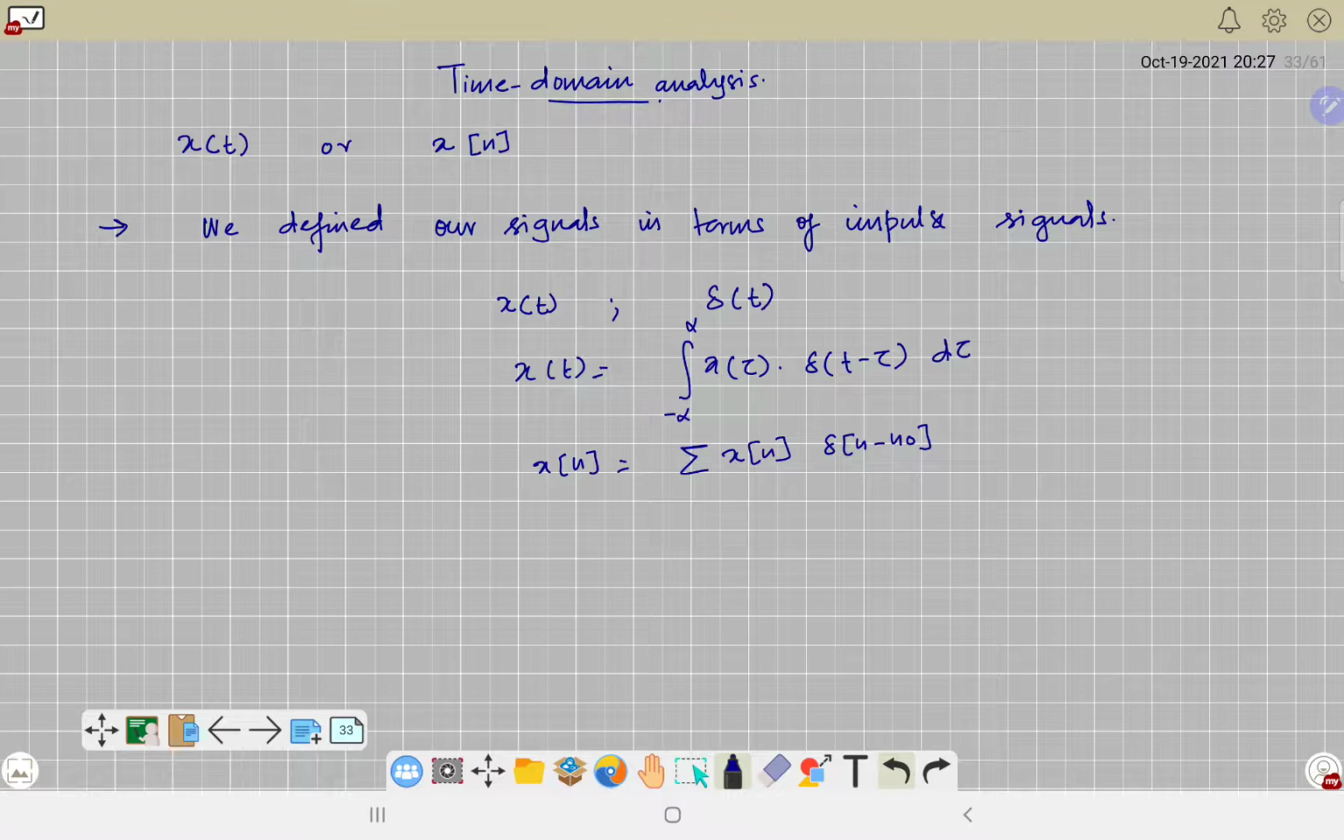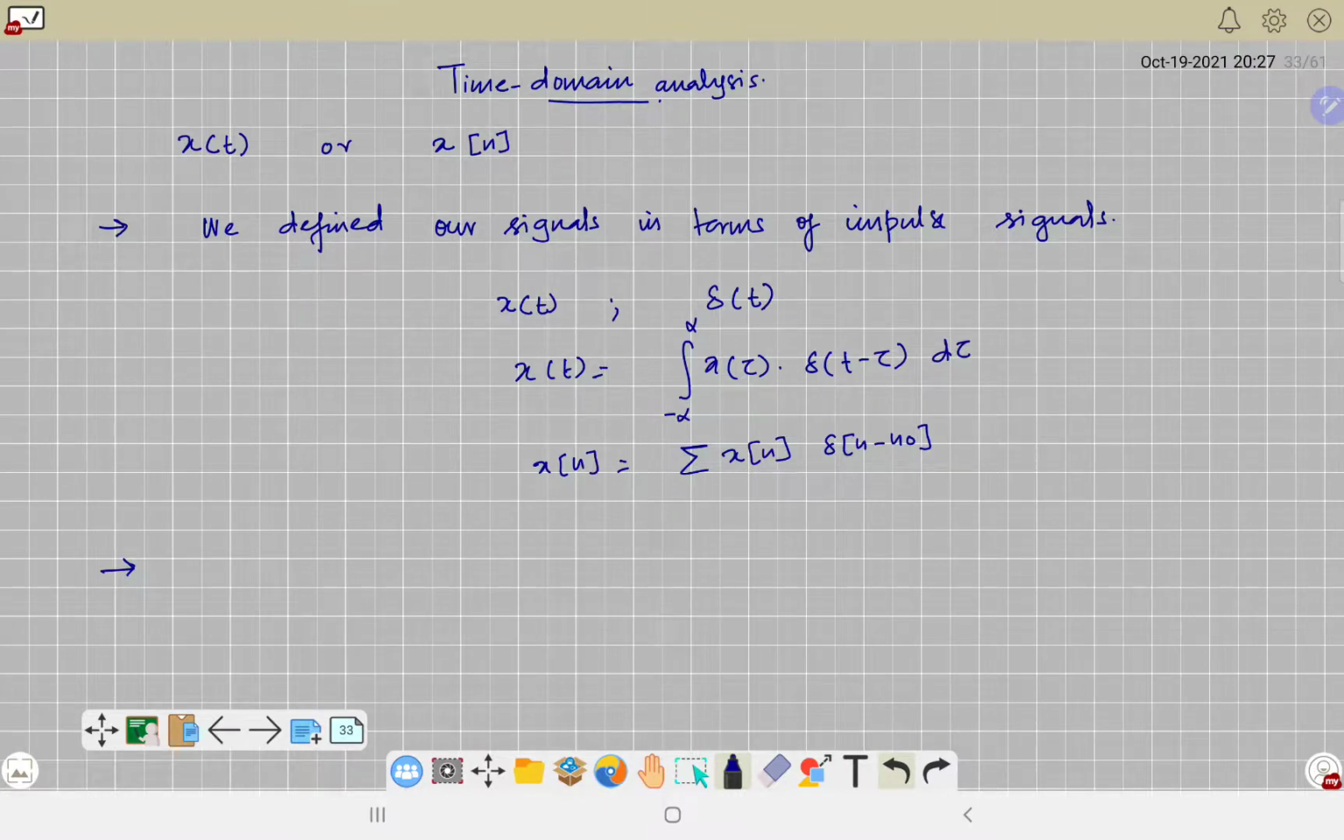For causality, we had that the impulse response should be zero for n less than 0. And similarly for stability, your impulse response should be absolutely summable. So two things are here. First, we expressed our input signal in terms of impulse signal. Then we expressed the properties of these systems in terms of the impulse response. Fine. So this is an important thing.